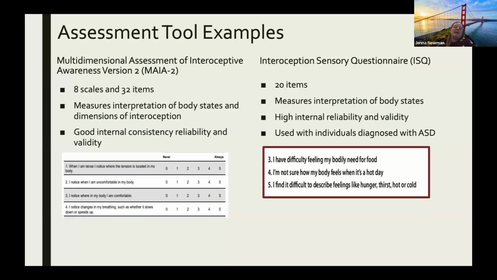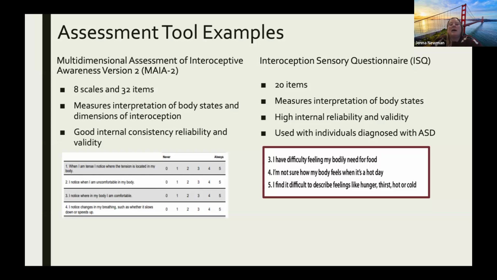The second example is the Interoception Sensory Questionnaire. This is the one that is still in the process of becoming fully standardized. It has 20 items and it measures the interpretation of body states. So far, research has found that it has high internal reliability and validity. In some of the research articles that I included in the references, it is used with individuals diagnosed with autism spectrum disorder. They have altered their language to incorporate that diagnosis and situations that are common areas of concern for autism spectrum disorder.